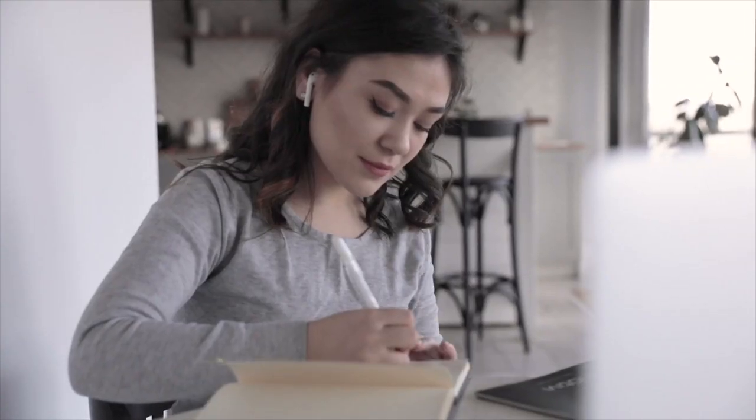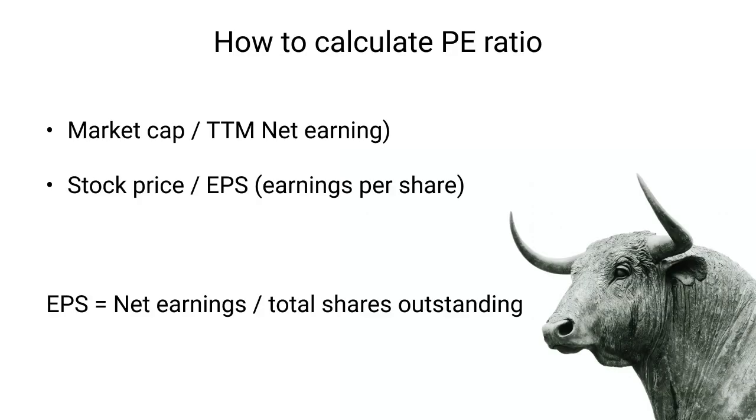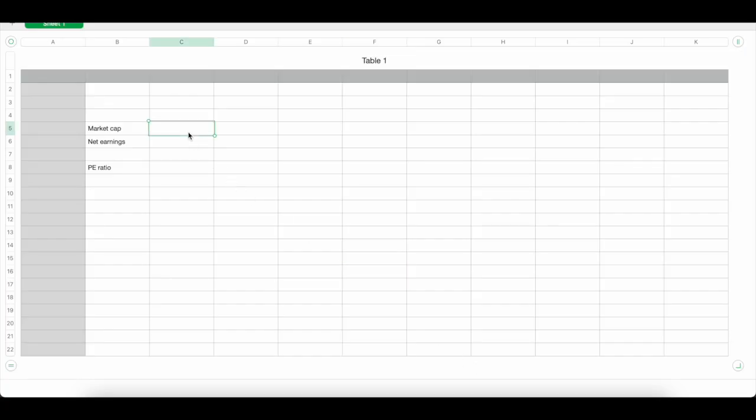You can calculate PE in two different ways. First, take the market cap and divide by total net earnings of the company for the past 12 months, trailing net earnings. Second, take the current stock price and divide by earnings per share, EPS. Let's take an example. Suppose the market cap of the company is 1 billion and net earnings including dividends are 100 million. In this case, PE ratio will be 10. 1 billion divided by 100 million.